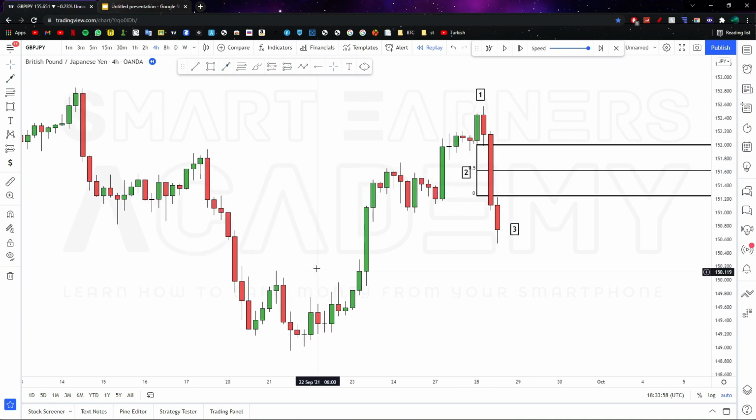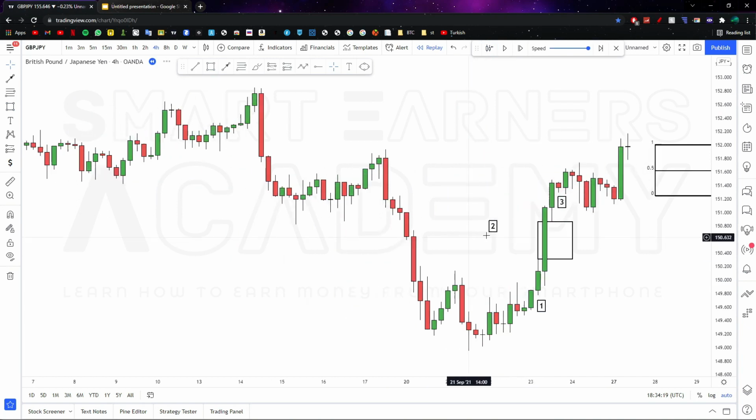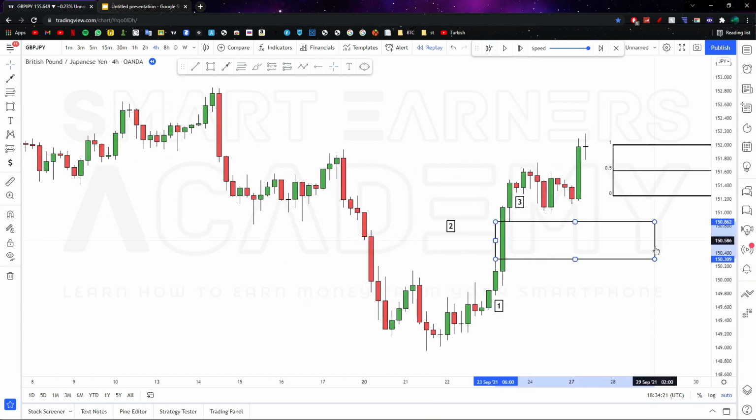So let's do the same thing again on this example over here. Now you guys should be able to do this yourselves, so if you want to, you could pause the video and do it yourself. So what do we have here? We've got from the top wick of the first candle to the bottom wick of the third candle, and then we've got our buy imbalance zone right here.